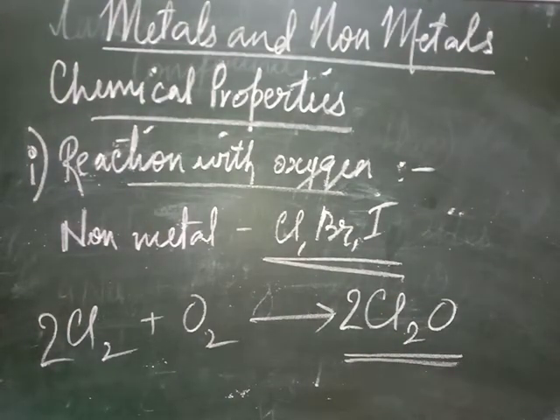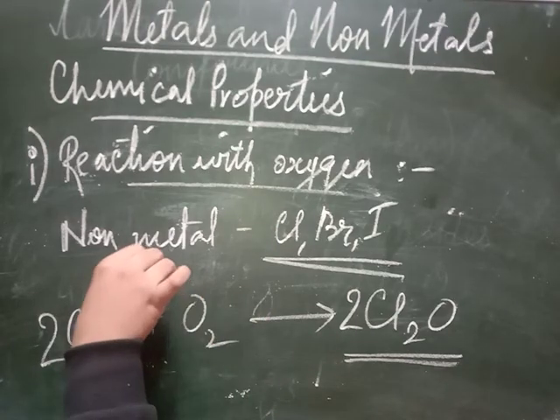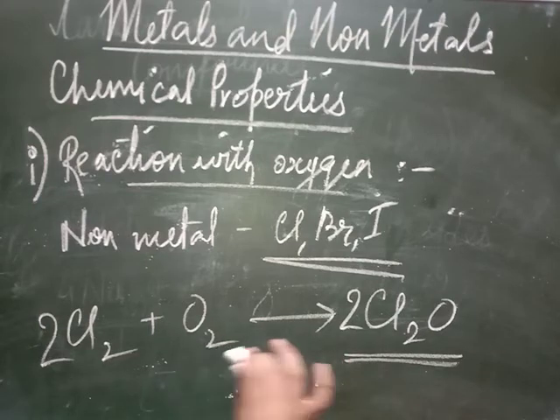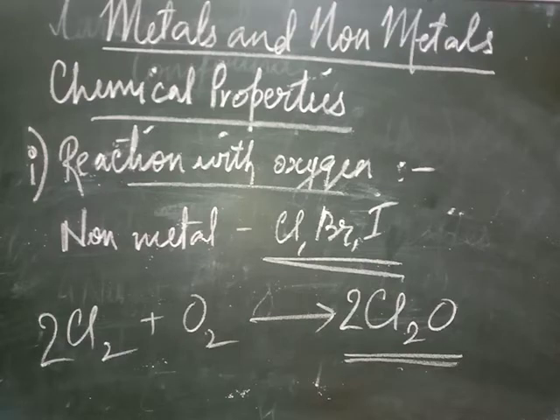You should know that metal oxides are basic in nature; non-metal oxides are acidic in nature. So chlorine oxide is acidic in nature. Bromine oxide will also be acidic in nature, and iodine oxide will also be acidic in nature. So non-metal oxides are acidic in nature and metal oxides are basic in nature.